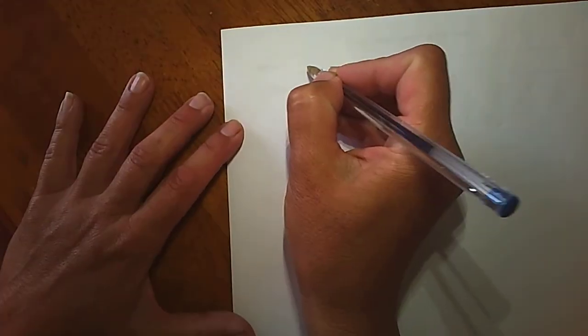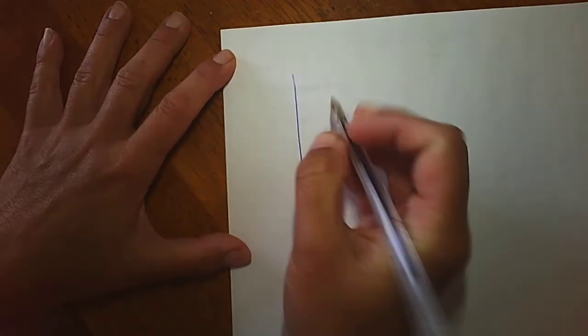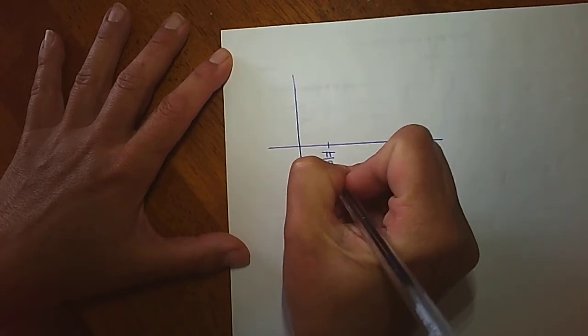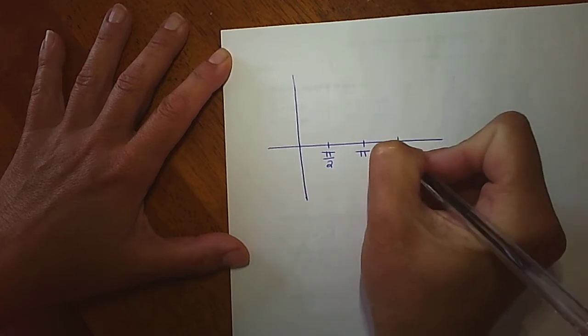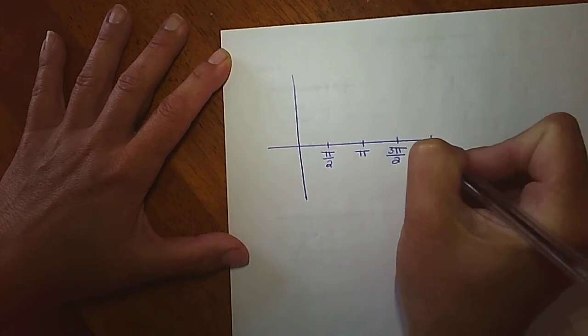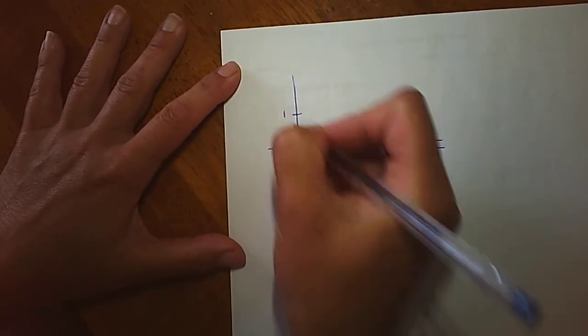First off, there's two curves, the sine curve and the cosine curve. All right, so it was pi over 2, which is 90 degrees. Pi is 180. 3 pi over 2 is 270. And 2 pi is 360. And 1 and negative 1.